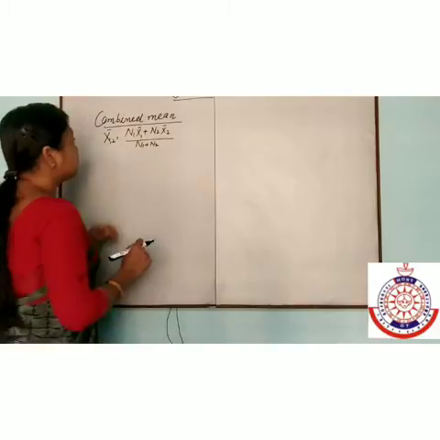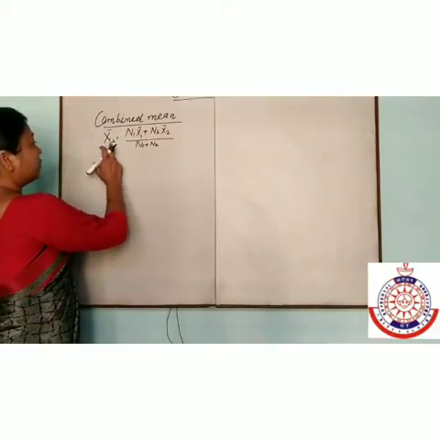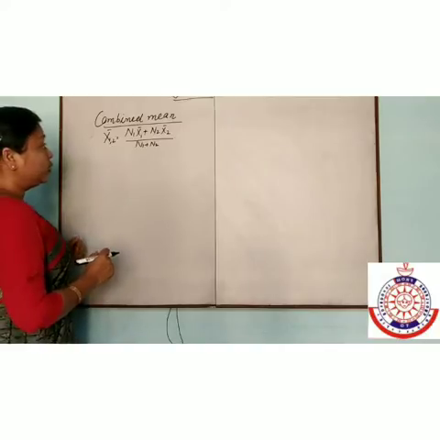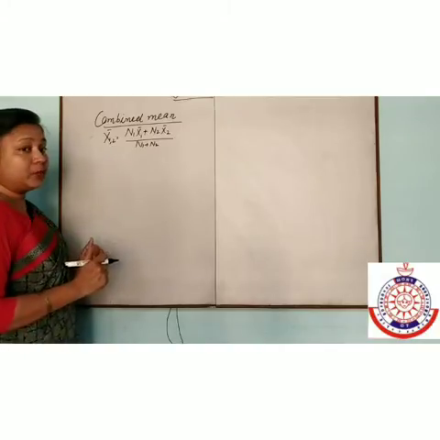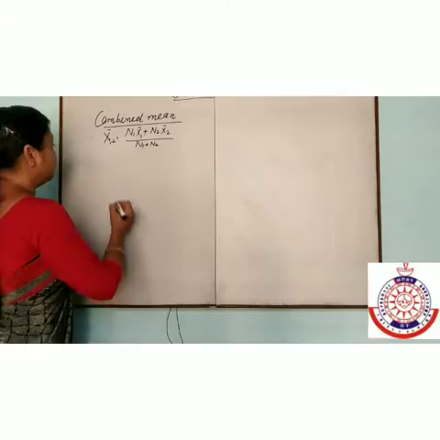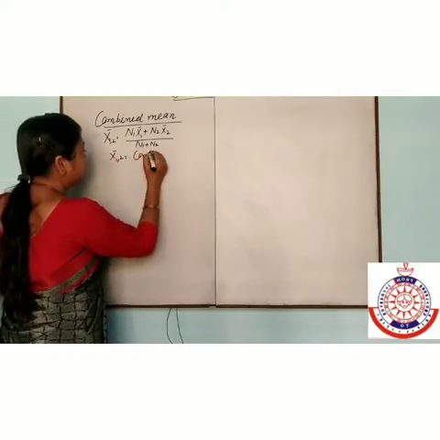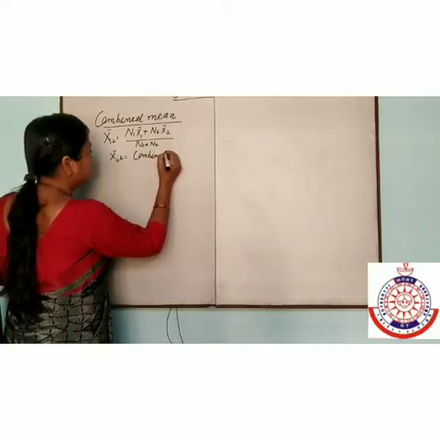The next topic is combined mean. X bar 1 2 is equal to n1 x bar 1 plus n2 x bar 2 divided by n1 plus n2. What is x bar 1 2? That is combined mean.